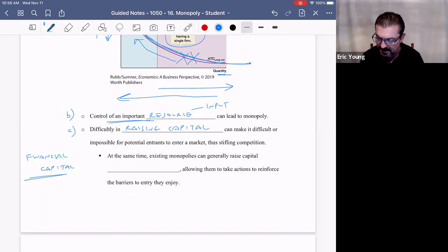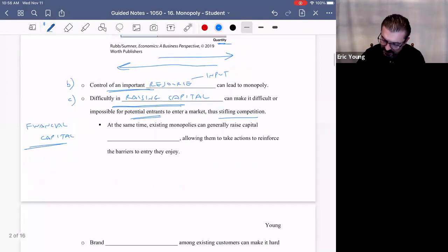But the big takeaway is new firms, potential entrants into a market, oftentimes have difficulty in raising capital. You may have a great idea for a product. You may have a great idea to take on an existing monopoly. But if you cannot get the loans that you need, especially if your startup costs are high, if you cannot raise capital effectively, you're not going to be able to make those initial investments to enter that industry and compete. So difficulty in raising capital oftentimes stifles competition.